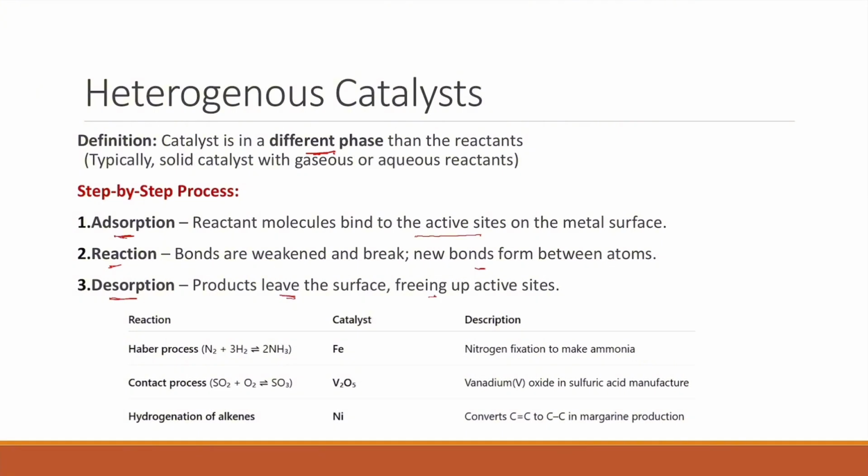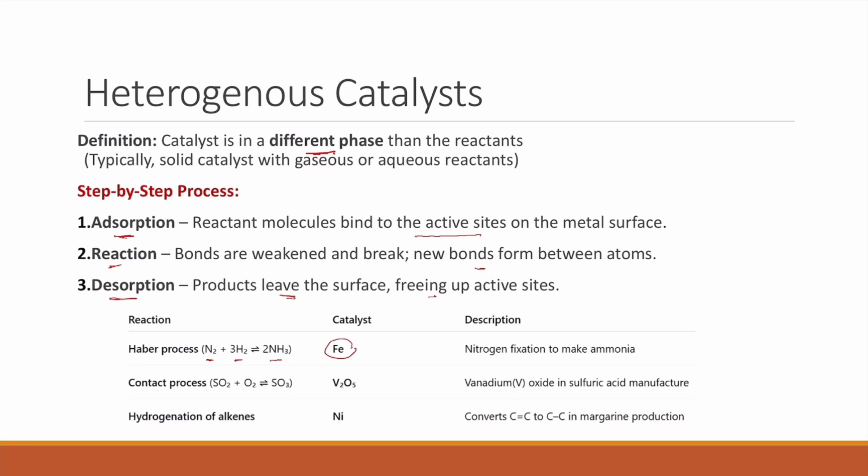Some examples that you need to know from your specification are the use of iron as a catalyst, which is a solid catalyst, in the Haber process, where the Haber process is a reaction between nitrogen and hydrogen to form ammonia. All of these are gaseous. So the catalyst here is iron.